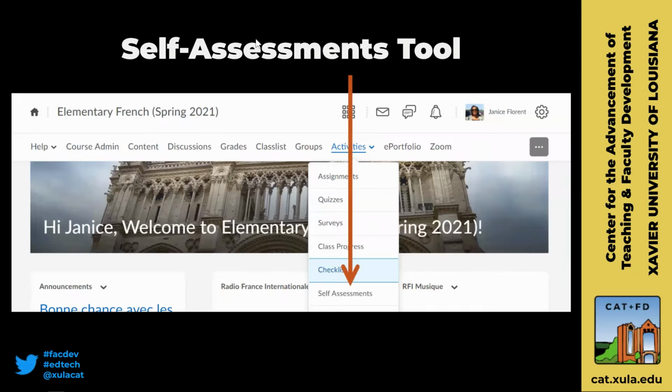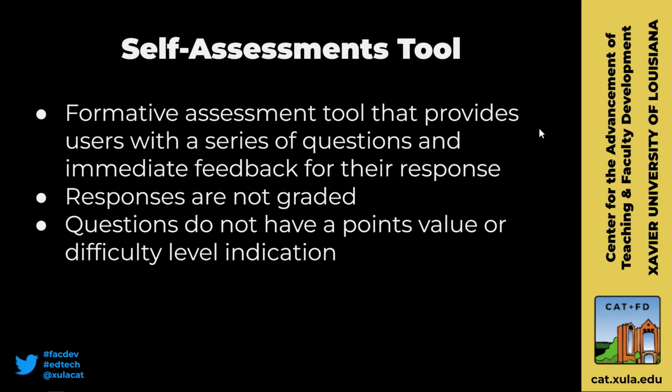In Brightspace, that self-assessments tool, you can find that in the activities menu, and you'll see self-assessments there. And the self-assessments tool is a formative assessment tool. With it, the learners would be presented with a series of questions, and then they would get immediate feedback for their responses. So as they're selecting their answers, they would get immediate feedback. These responses are not graded, so the questions don't have a point value or a difficulty level indication.